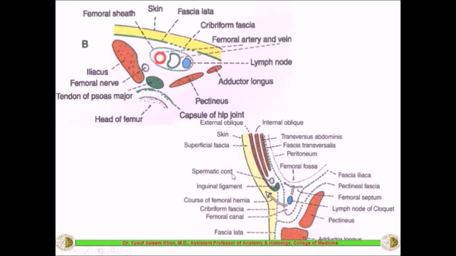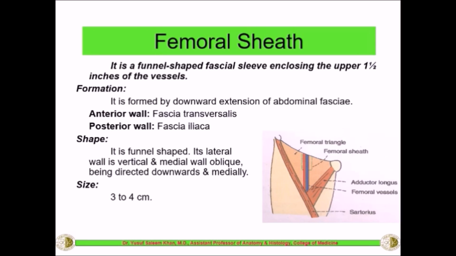These two fascias will descend down into the pelvis and into the lower limb, deep to the deep fascia, and then you can see this as the continuation into the femoral triangle as the femoral sheath, and this will be covering some of the important structures like the femoral artery and the femoral vein. If you see the shape of this femoral sheath, it is funnel shaped.